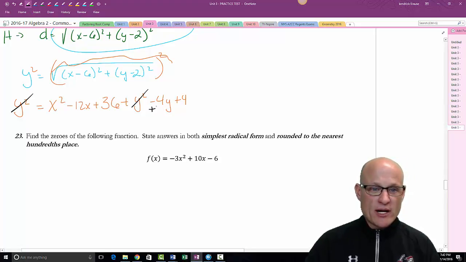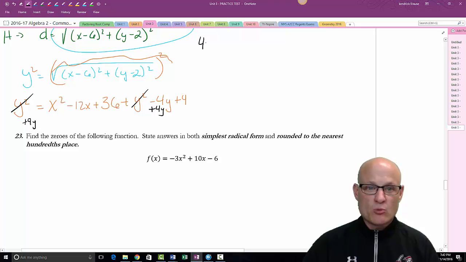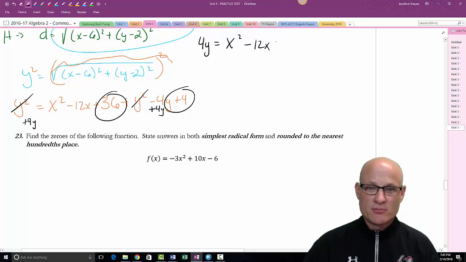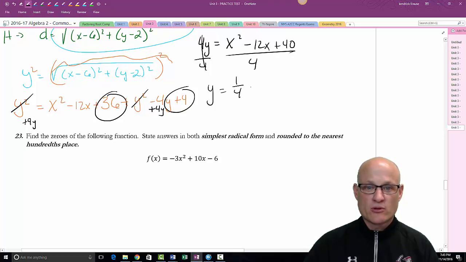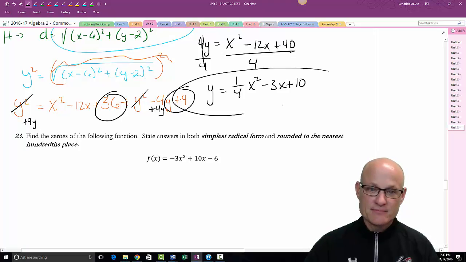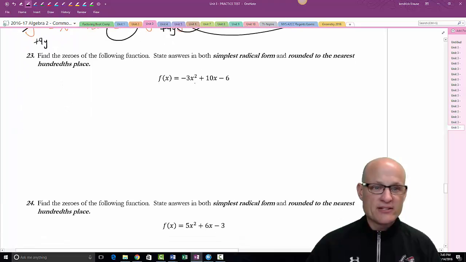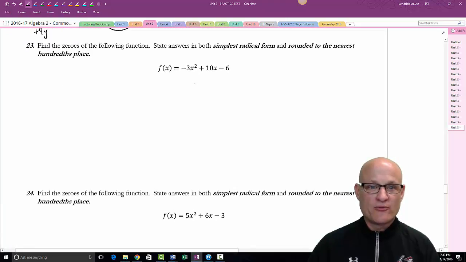So I need to bring this 4y over. So I get 4y, that's weird how I keep getting 4y, I got to stop that, is equal to x squared minus 12x. Now these two I got to put together. Plus 40. Divide by 4. Divide by 4, and I get y equals 1/4 x squared minus 3x plus 10. Yay. All right. Find the zeros in the following statements in simplest radical form.